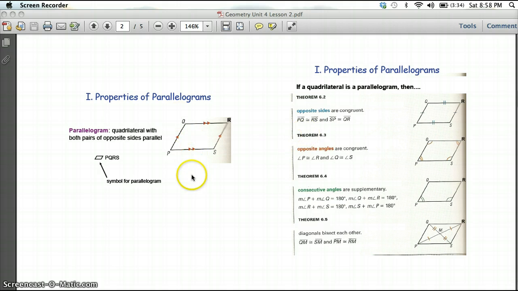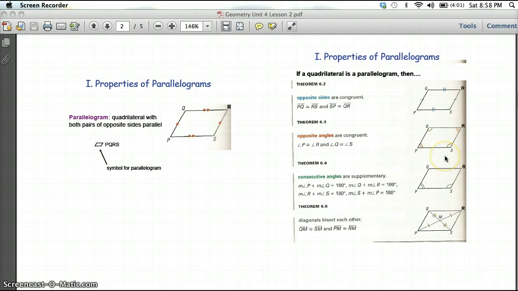Now we're going to talk about, if a quadrilateral is a parallelogram, what are some of the properties within that parallelogram. So if a quadrilateral is a parallelogram, then opposite sides are congruent. That means that QR is congruent to PS and QP is congruent to RS. It also means that opposite angles are congruent. So angle Q is congruent to angle S and angle P is congruent to angle R.